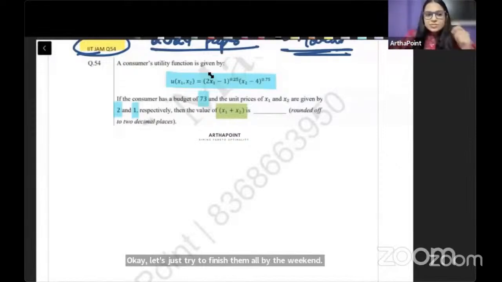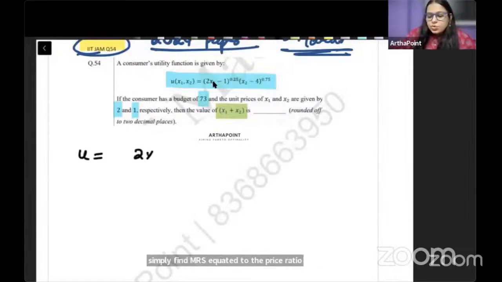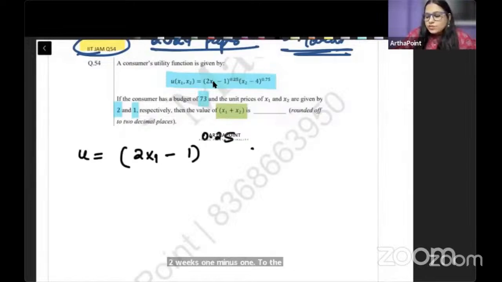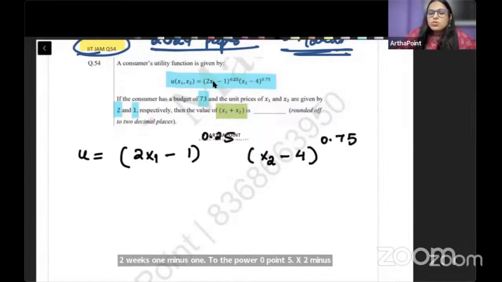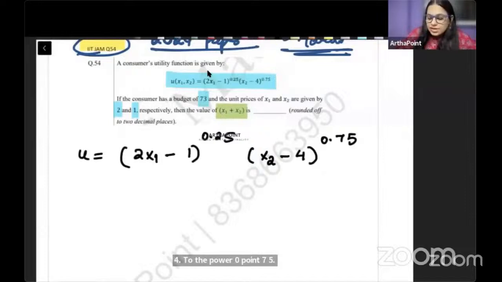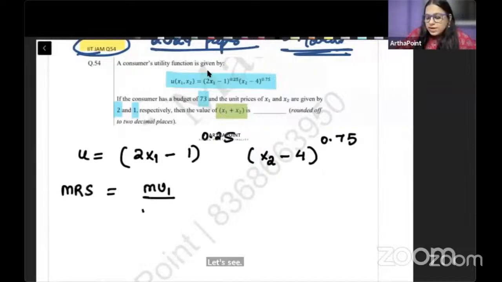Okay, very simple question. Beta, we will simply equate MRS to the price ratio. The utility is 2x1 minus 1 to the power 0.25, x2 minus 4 to the power 0.75. Let's see, what will the MRS be? It is MU1 by MU2.